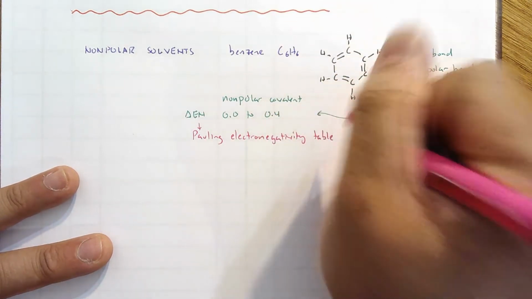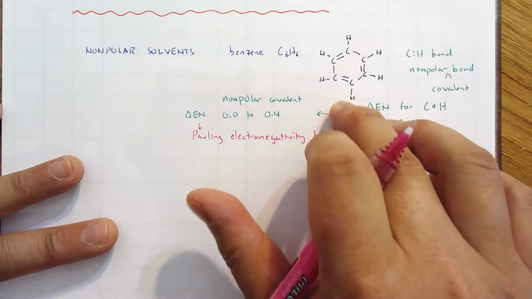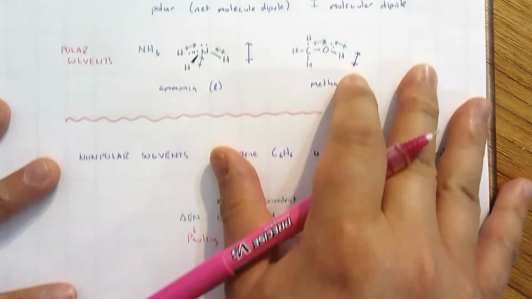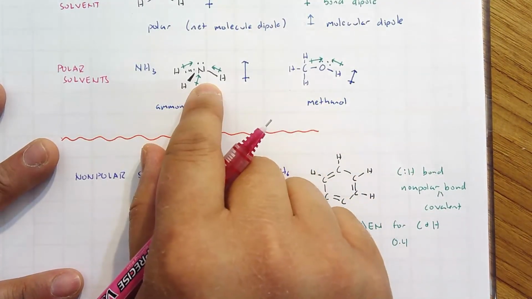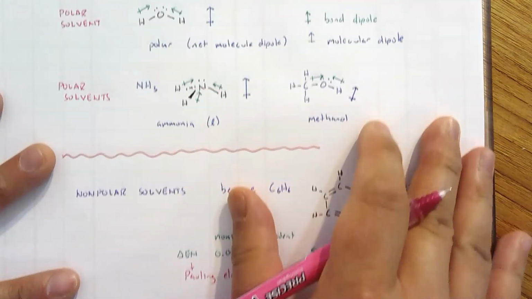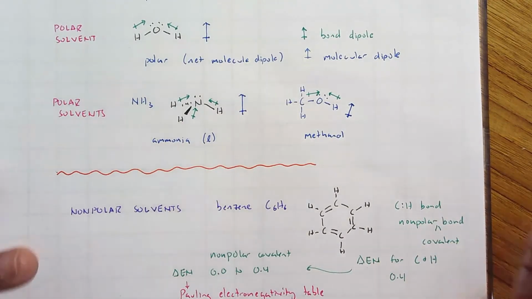I don't expect my students to memorize it. I do expect my students to know that carbon and hydrogen bonds are nonpolar, whereas carbon-nitrogen, carbon-oxygen, hydrogen-nitrogen, and hydrogen-oxygen, since nitrogen and oxygen are fairly electronegative, are polar covalent bonds.